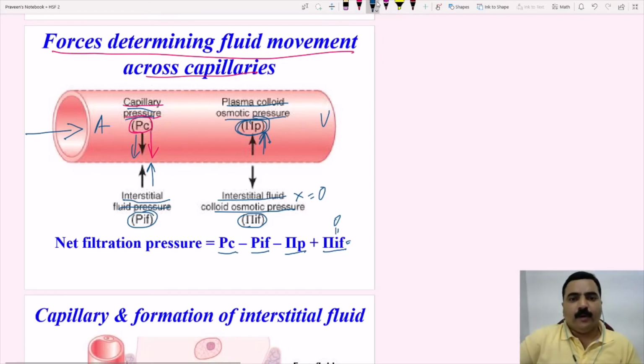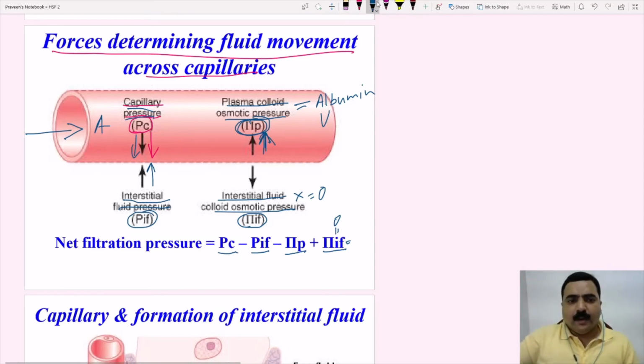Okay, and the plasma colloidal osmotic pressure is mainly provided by the albumin coming from the liver. So if you have liver damage or kidney damage, if you lose albumin or albumin production is less, this pressure will be less, and the fluid that comes back to the blood vessel will be decreased, and the fluid will accumulate over here and cause the edema.